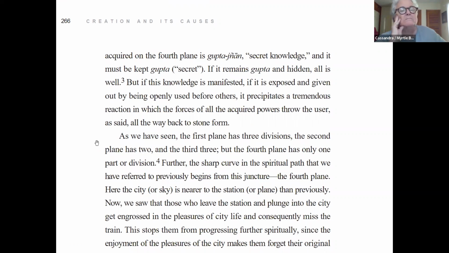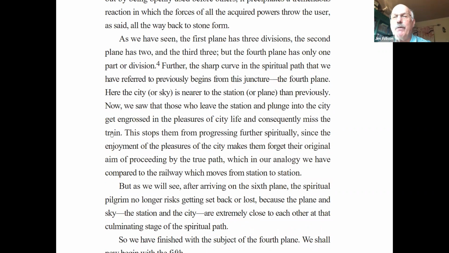acquired on the fourth plane is Gupta Jnana, secret knowledge, and it must be kept Gupta, secret. If it remains Gupta and hidden, all is well. Sorry about the dogs. But if this knowledge is manifested, if it is exposed and given out by being openly used before others, it precipitates a tremendous reaction in which the forces of all the acquired powers throw the user, as said, all the way back to stone form. As we have seen.